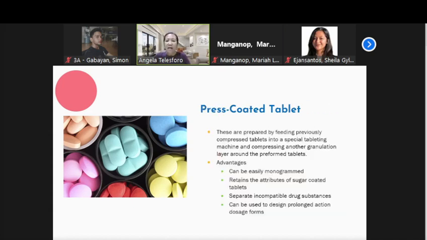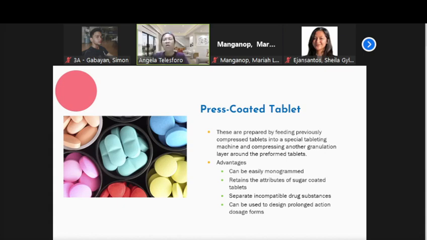So, press-coated tablet. So, compressed tablets pa rin ito. Kailangan may special tableting machine and compressing another granulation layer. So, ang advantage nito, it can be easily monogrammed. So, when you speak of monogram, may mga tablet na may pangalan or initials ng company.